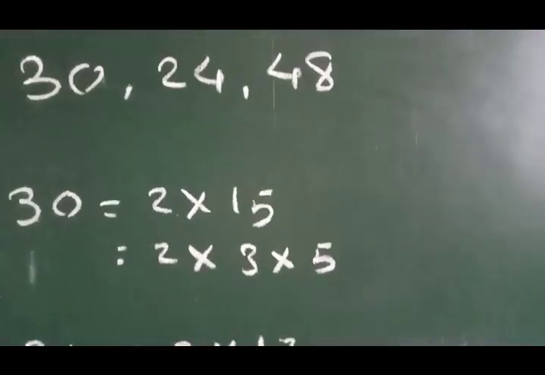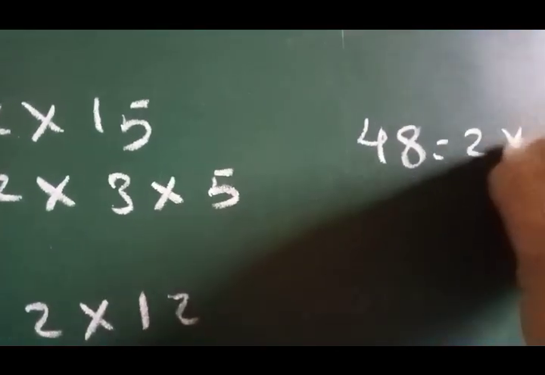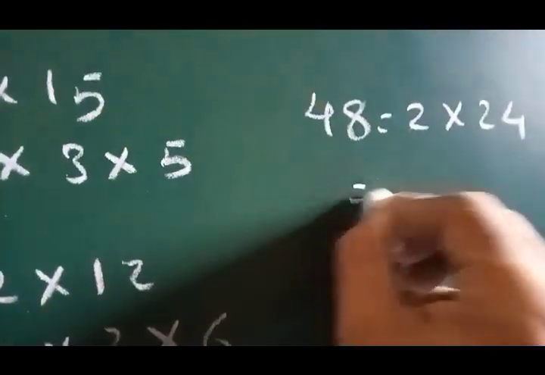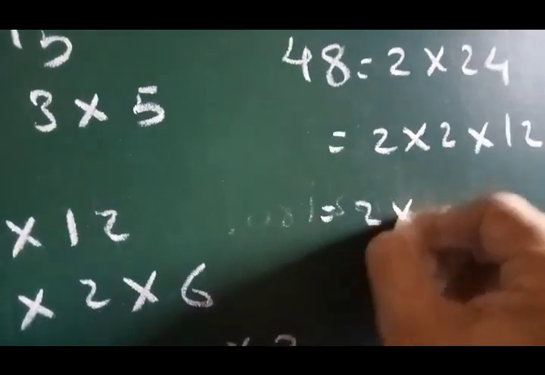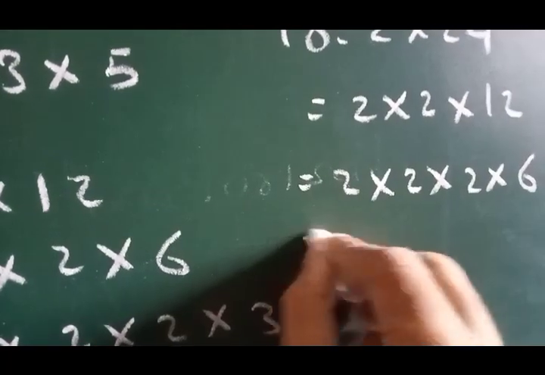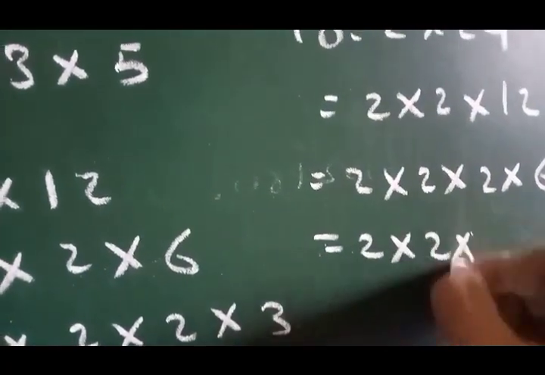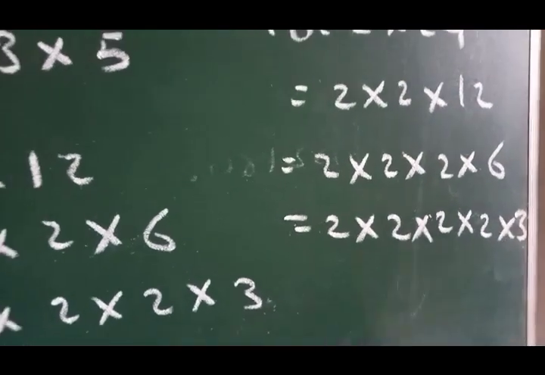Then the last one, 48: 2 into 24, 2 into 2 into 12, then 2 into 2 into 2 into 6, then 2 into 2 into 2 into 2 into 3.